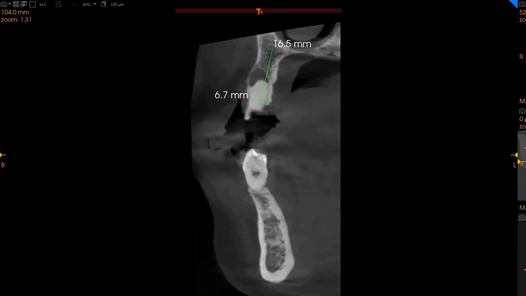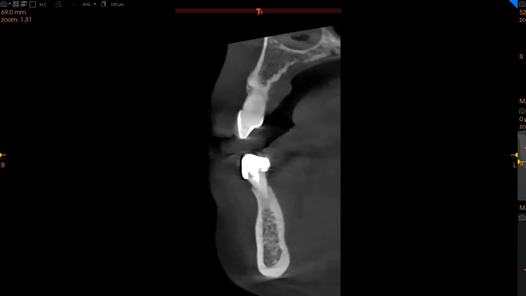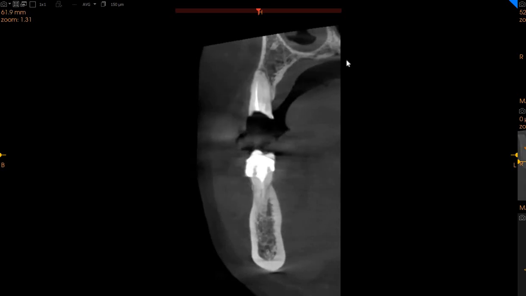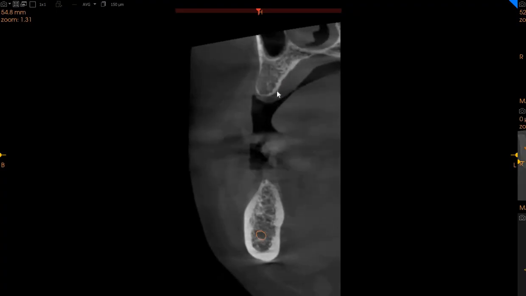The upper left lateral is also missing. This also has a very thin ridge. The upper right first premolar is a PDR, endodontically treated, no radiolucency, 7 millimeters of width with approximately 14 millimeters of height. And then you've got the upper right 5 region, good bone, 6 millimeters of width with approximately 10 millimeters of height.